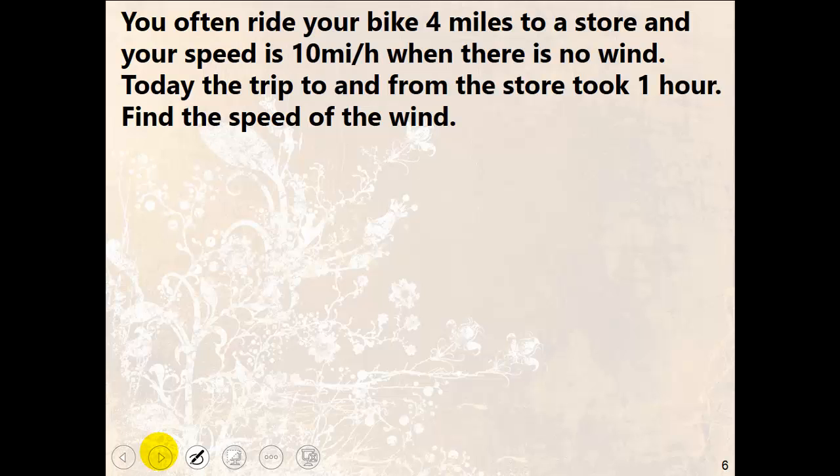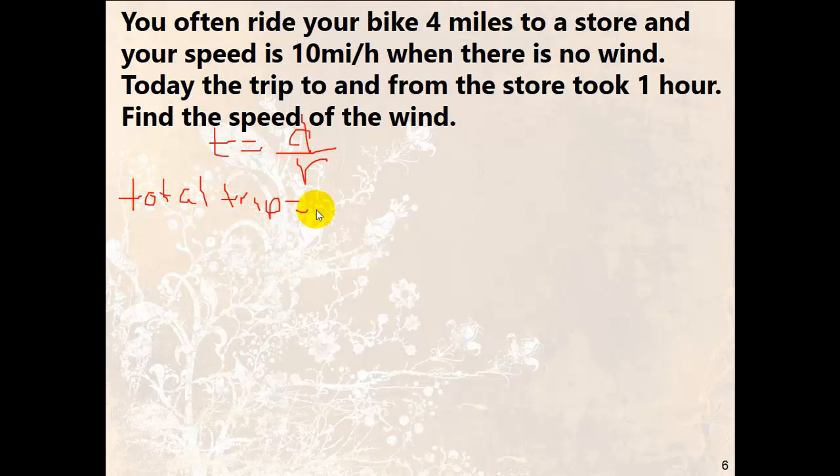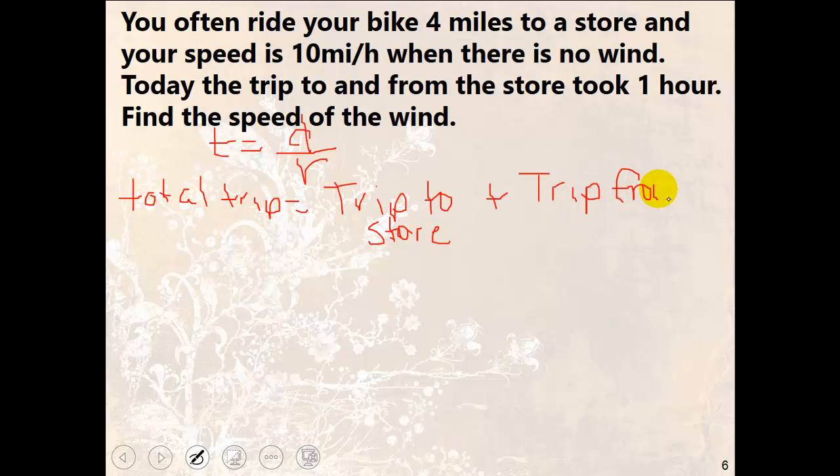Well, this is a typical case where you're going to use distance equals rate times time, or in this case, because we know the time, we have time is equal to distance over rate, okay? All right, so we know that the total time, round trip, has to equal the trip to the store plus the trip back from the store. Okay, so we know our total trip took 1 hour.